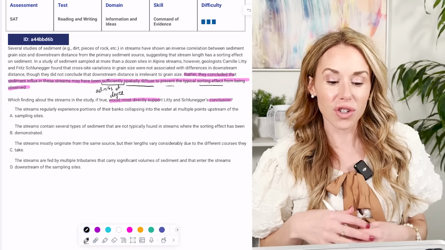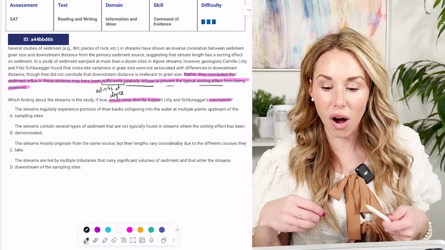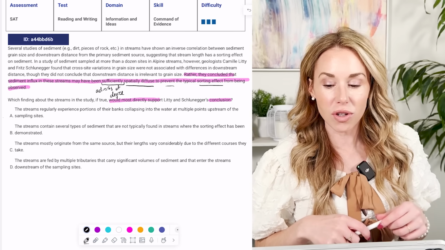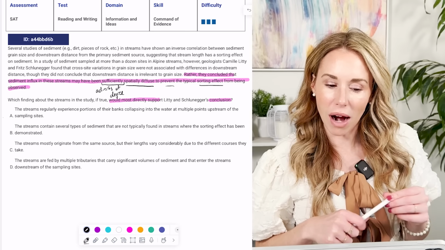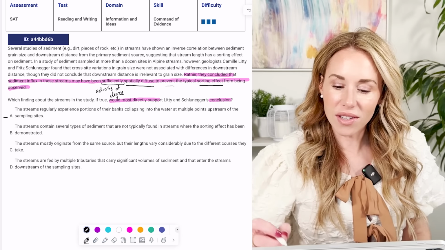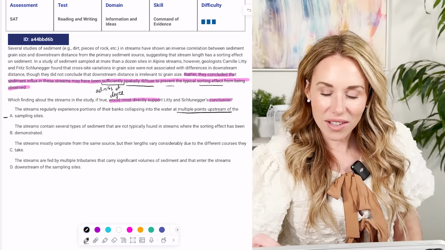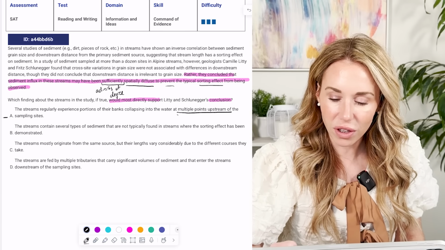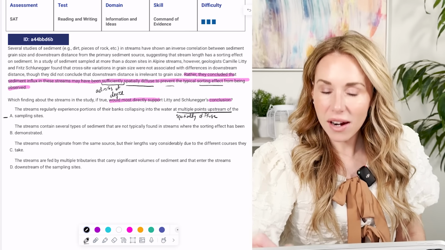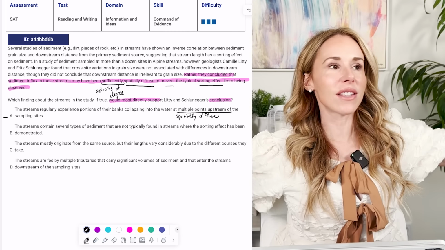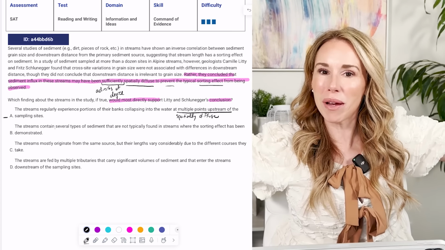A says, the streams regularly experience portions of their banks collapsing into the water at multiple points upstream of the sampling sites. Well, I am probably going to hold this because if it says at multiple points upstream, that sounds like it's spatially diffuse. Because it's spread out. It's happening at one point here, at one point here, at one point here. That could be a match.